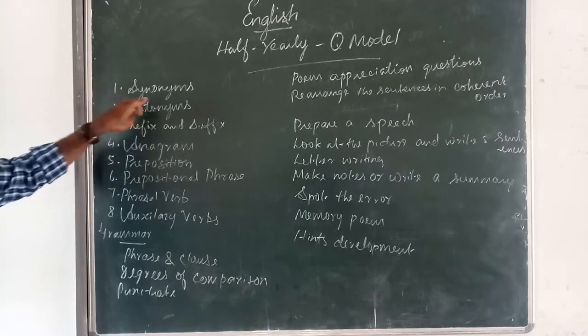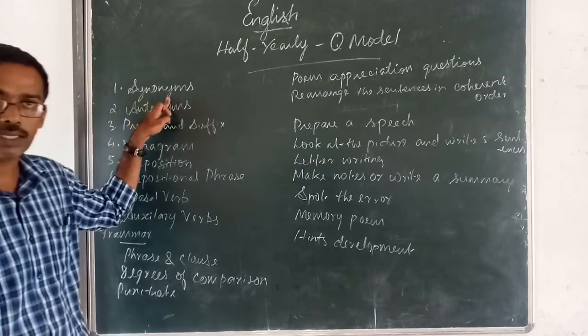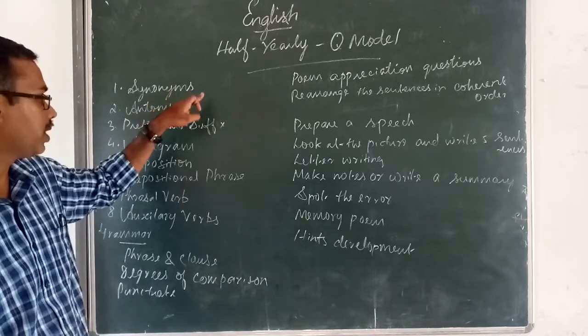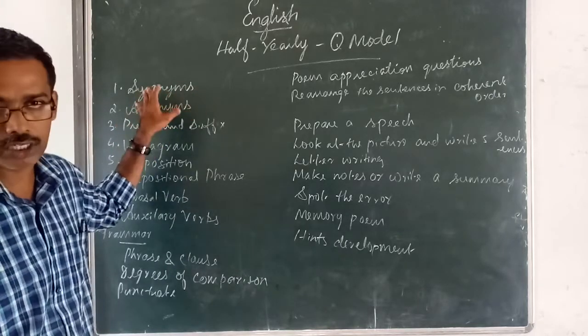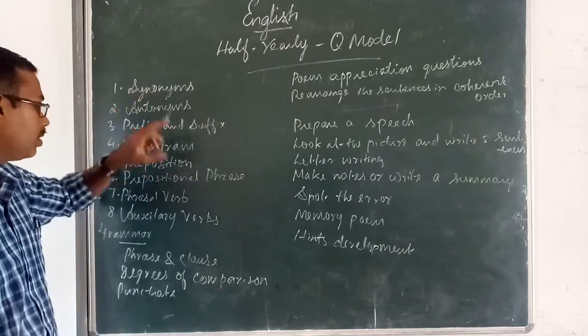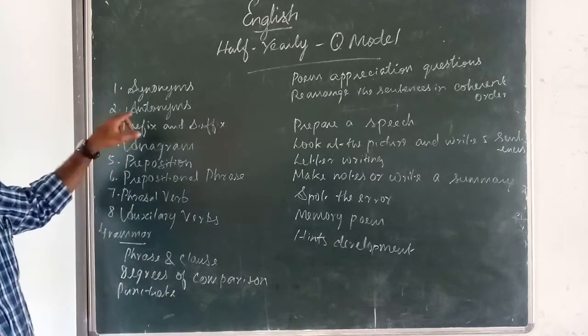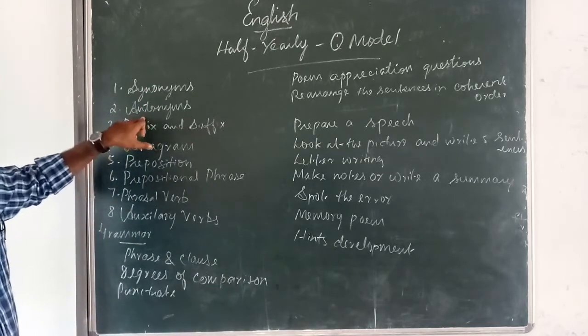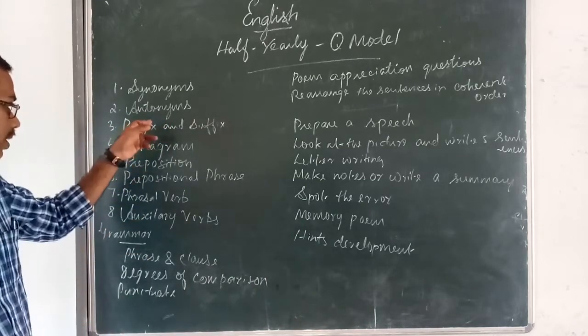First 3 questions, synonyms. Synonyms means meanings. A word in a sentence will be given, the meaning will be marked there, the options will be given, and you have to choose the right one. 3 synonyms will be given there. Next one, antonyms. Antonyms means opposites. 3 antonyms will be given there.